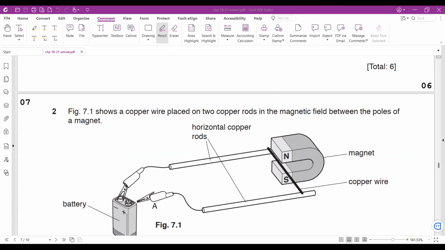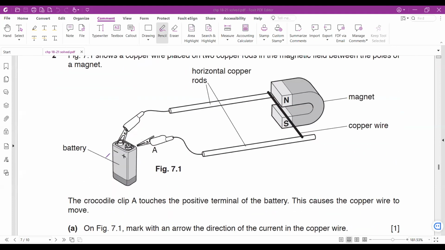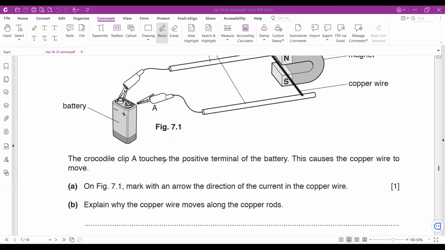It shows a copper wire placed on two copper rods. The book also has a diagram. Between the two poles of the magnet, the crocodile clip touches the positive terminal of the battery. This causes the copper wire to move. On the figure, draw the arrow of the direction of the current. How would we draw the direction of current?